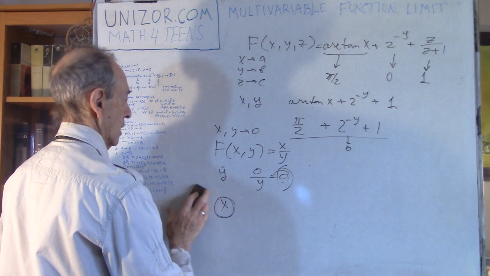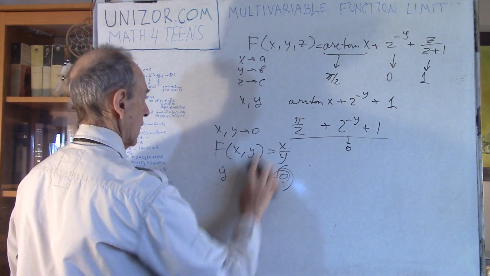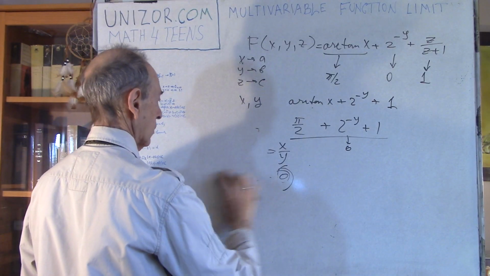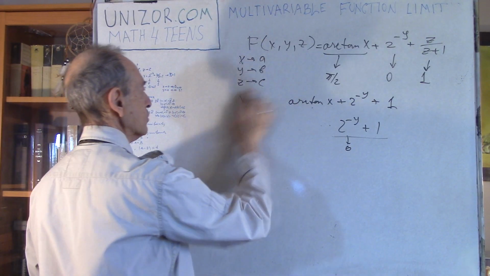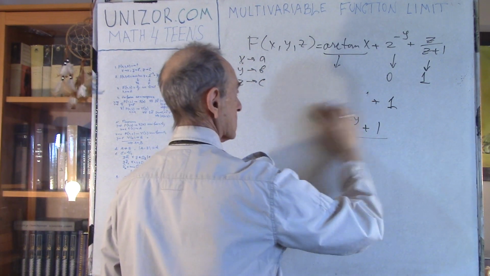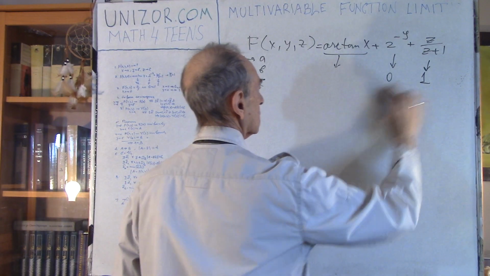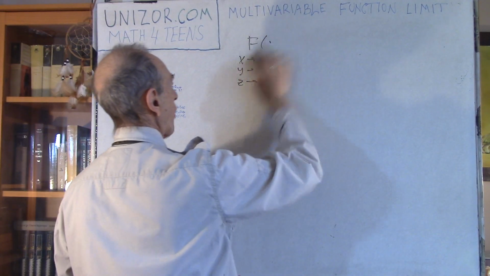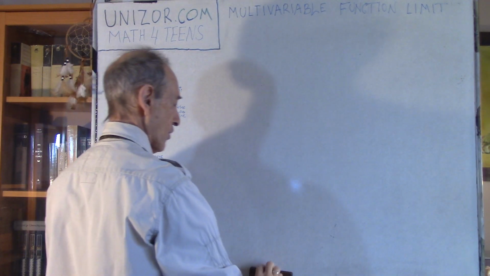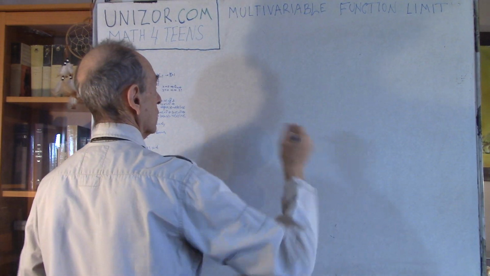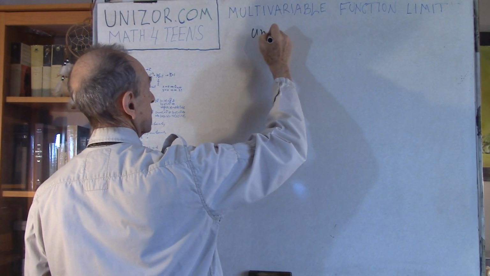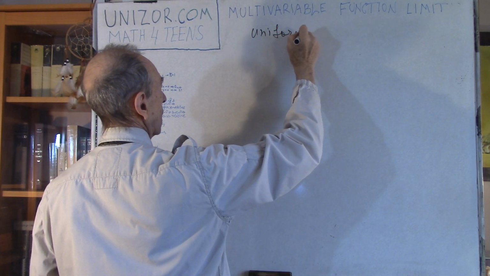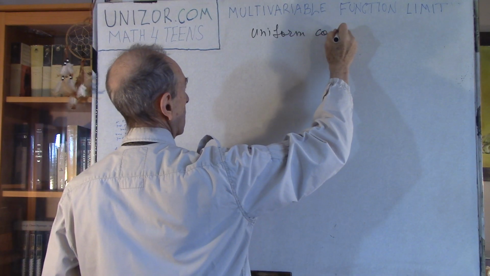Okay, fine. So now let's recall a concept which we have introduced for sequences. The name of this particular property of convergence was uniform convergence.